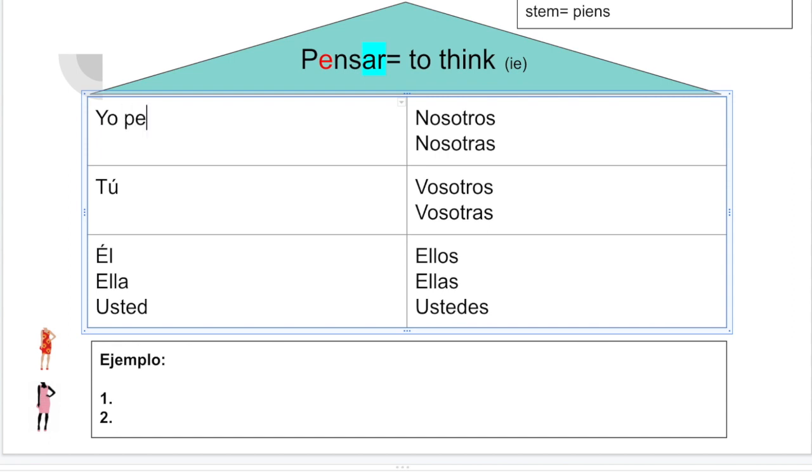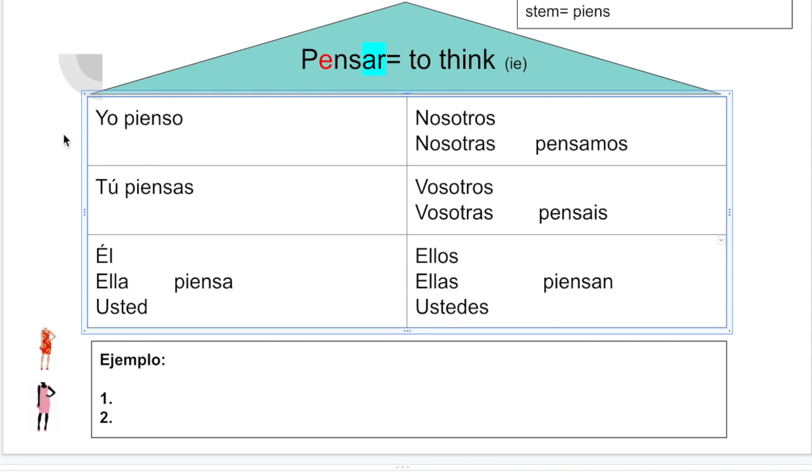So yo pienso. This is the O. Tú piensas. Él, ella, usted piensa. Nosotros, nosotras pensamos. Vosotros, vosotras pensáis. Ellos, ellas o ustedes piensan.